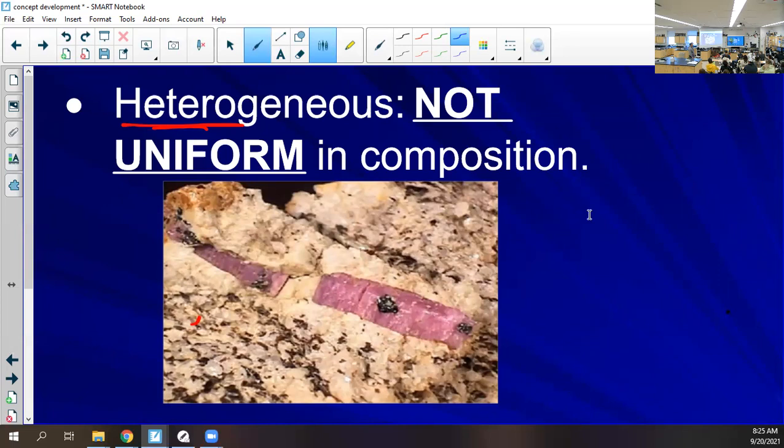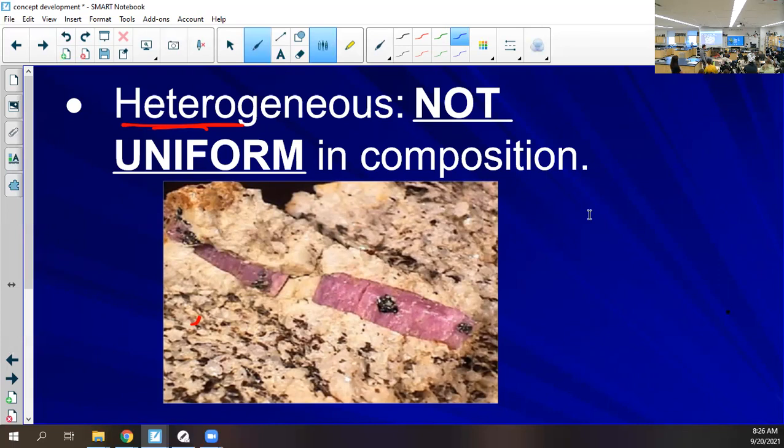heterogeneous. So if you look at trail mix and it's got the peanuts, it's got the M&Ms, it's got the raisins if you bought the gross kind, it has the other stuff, right? You can see different types. So you would say that trail mix is heterogeneous.